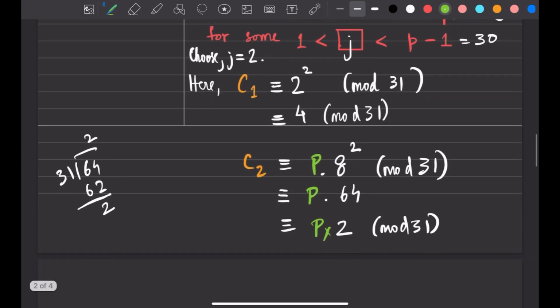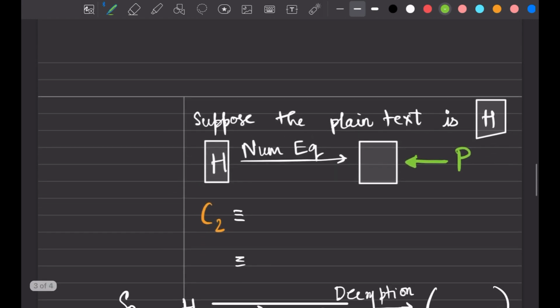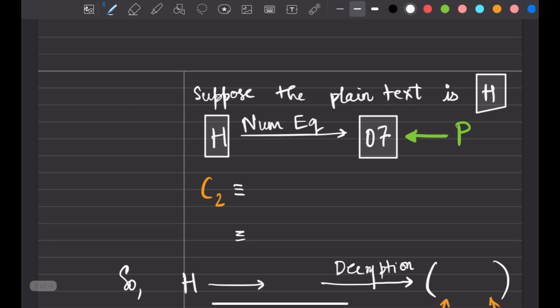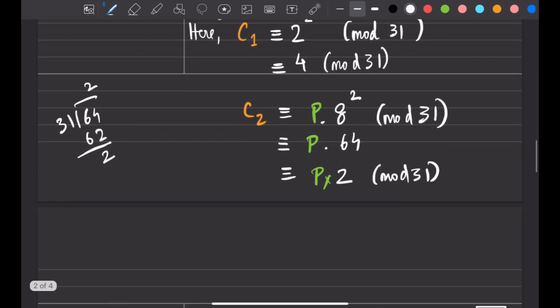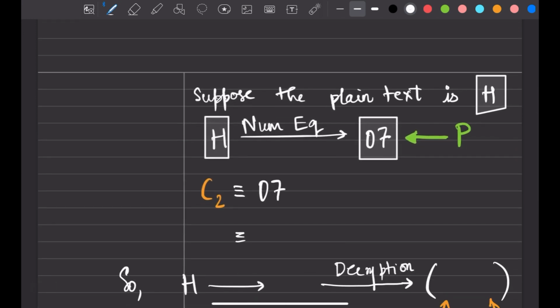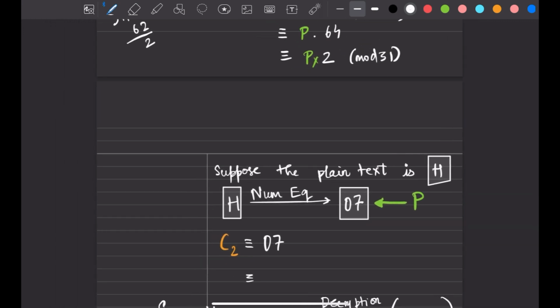Now with the help of this C1 and C2, let's encrypt our message. Let's say I want to encrypt the message H. You can have a long string of letters, but for simplicity again, I am just looking at one letter. The letter H has a numeric equivalent 7, which is our plain text numeric equivalent. C1 is already calculated to be 4 modulo 31. Let us calculate C2, which depends on the plain text. Since the formula is P times 2, it is 7 times 2 modulo 31. Now 7 times 2 is nothing but 14 modulo 31.